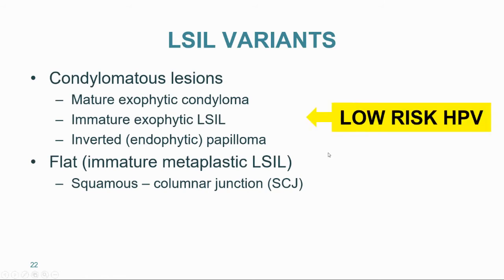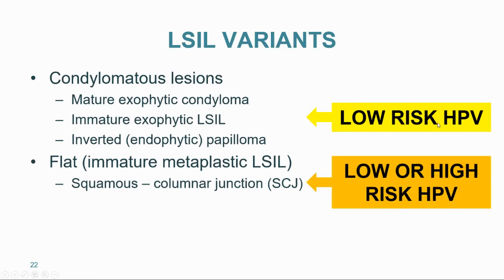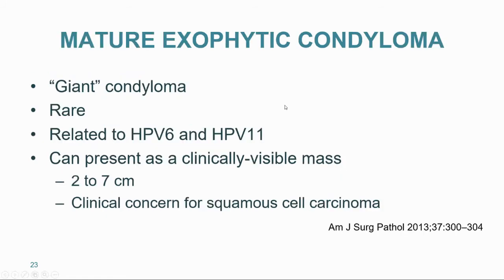What's good about those is that most of those exophytic or condylomatous LSIL variants are related to low-risk HPV. The immature variants, or the variants that resemble immature squamous metaplasia, can be associated with low or high-risk HPV. The mature exophytic condyloma, which can be giant, or can be referred to as what we call giant condyloma in other anatomic sites, is very rare, but can present as a clinically visible mass, and therefore raise concern for a cervical carcinoma.